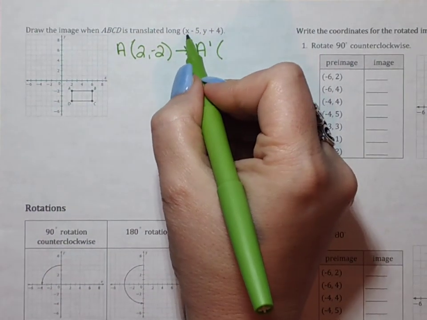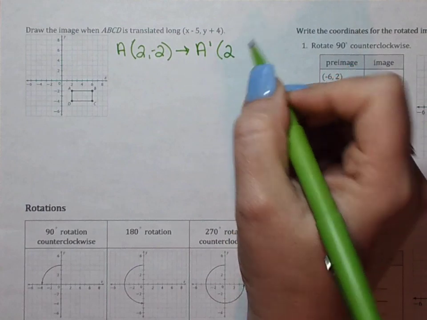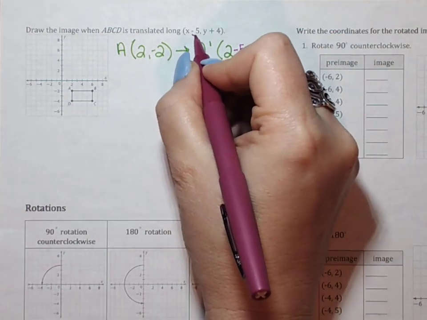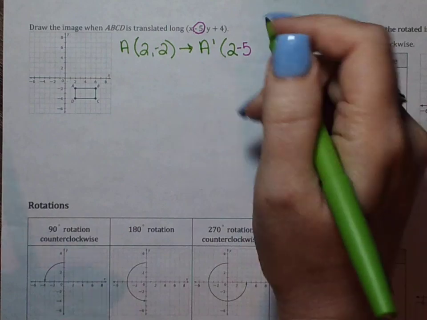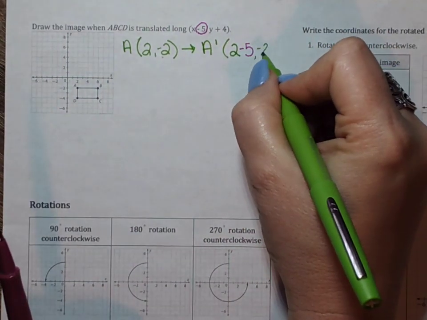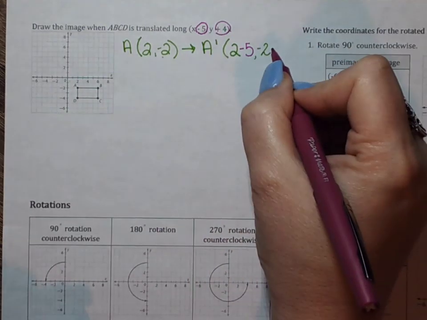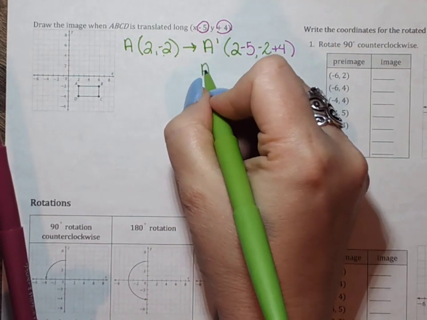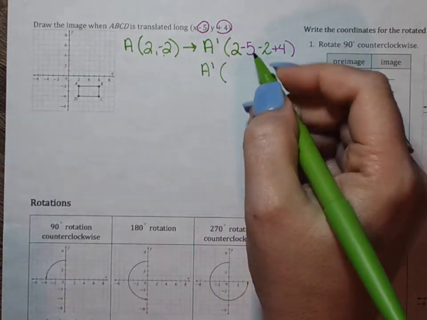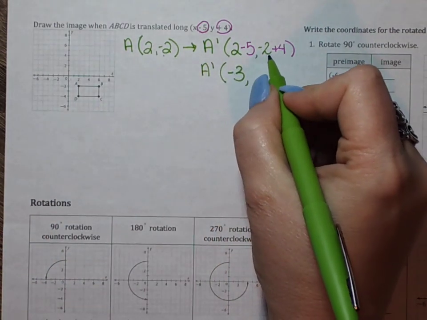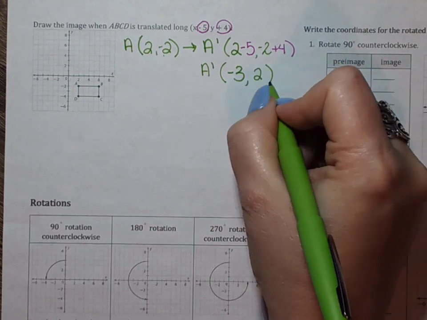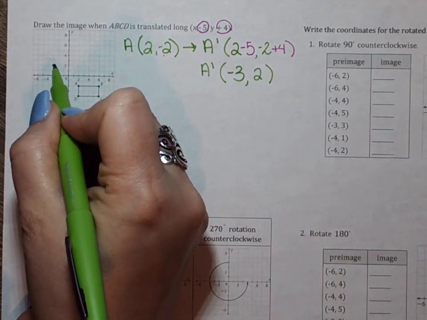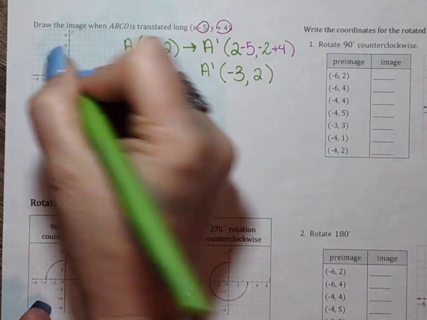So if we take our x value, which is 2, and subtract 5, that's this part right here, and then we take our y value, which is -2, and add 4 to get that new point. So if we do this algebraically, 2 minus 5 gives us -3, and -2 plus 4 gives us +2. So we would have a point at -3, +2, right there. That would be the point A prime.